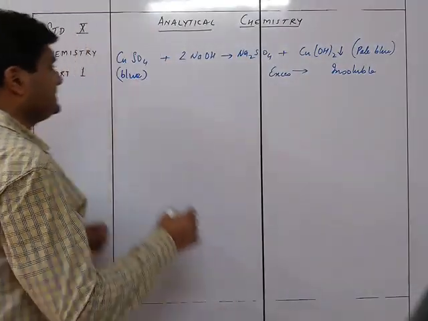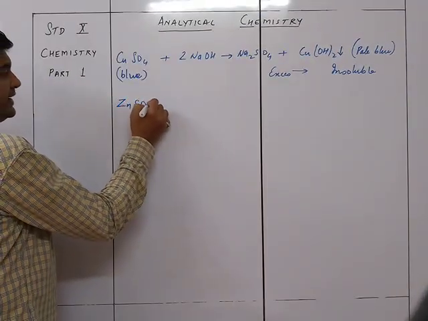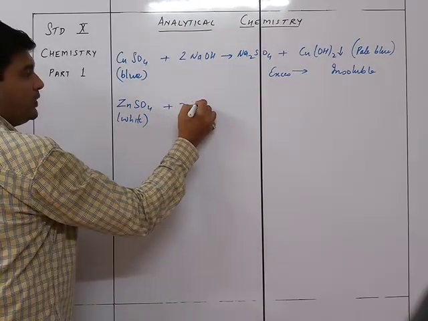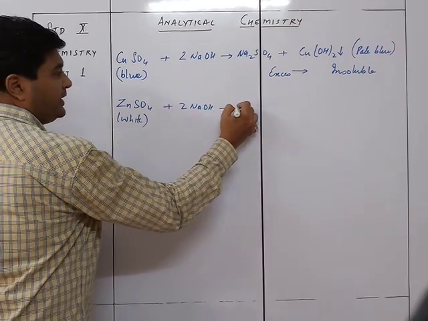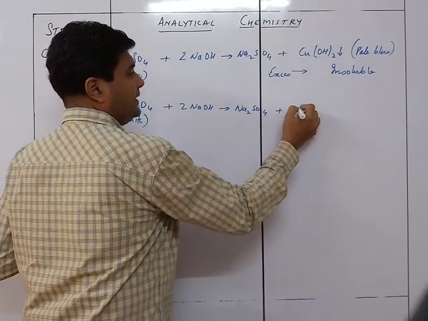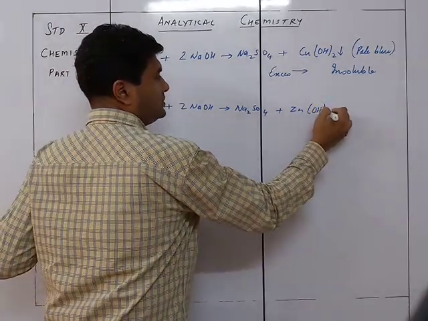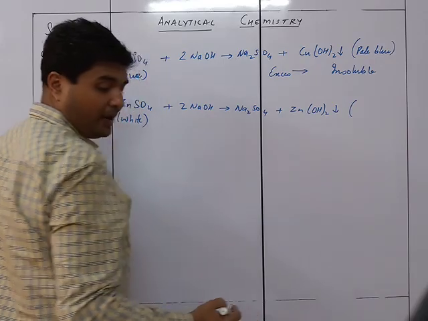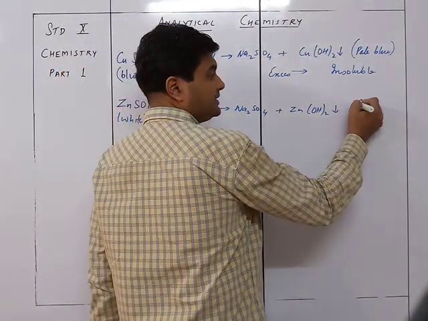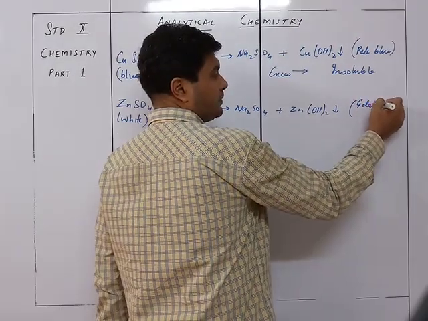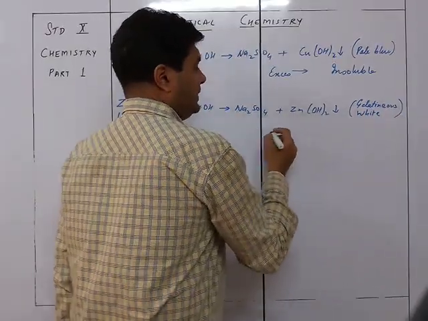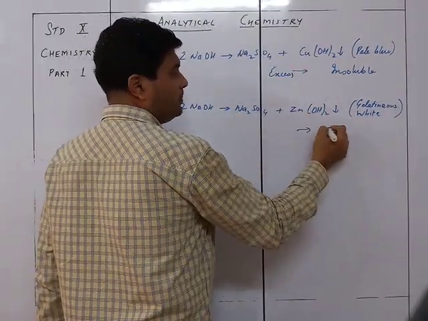The next one is zinc sulfate, that is ZnSO4. Now ZnSO4 again is white in color. So white colored ZnSO4 plus 2 NaOH is going to give me the same thing, Na2SO4 plus Zn(OH)2. This is again going to be white in color, but here it is specifically given as gelatinous white. The color of this thing is gelatinous white, and this again is insoluble in excess.